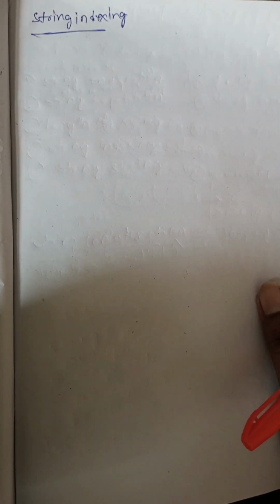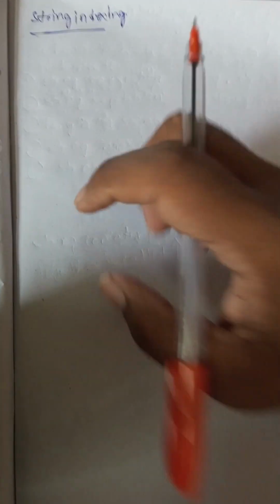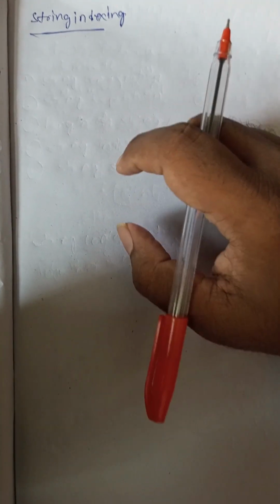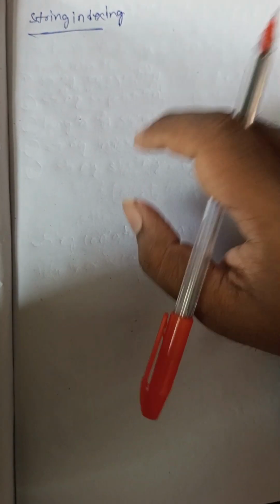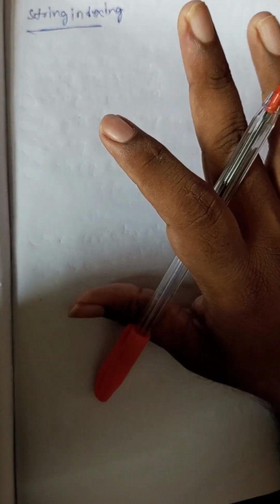String indexing. What is string indexing? In string indexing, we can access individual characters in a string using their positions. Positions start from 0. These positions are called index. Okay.